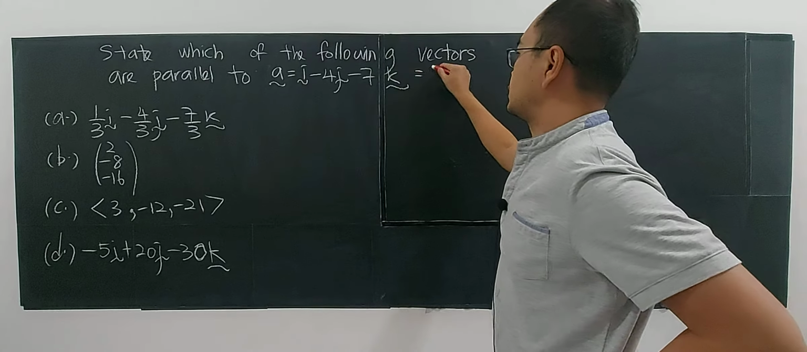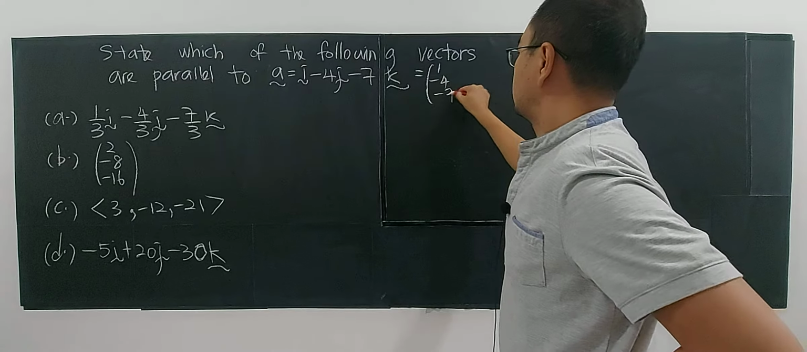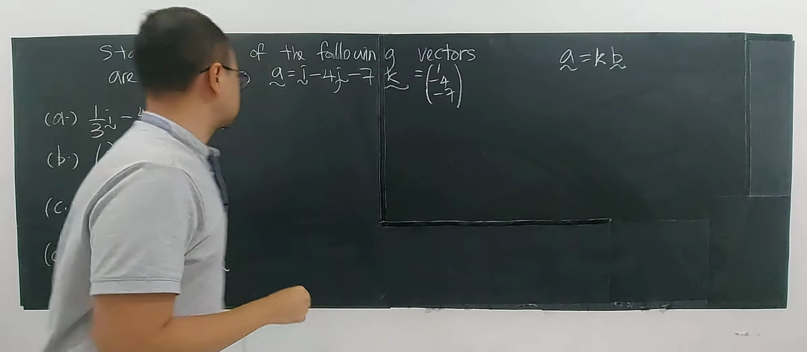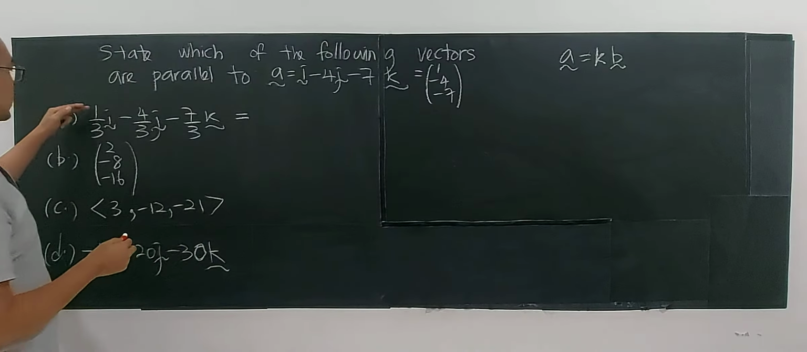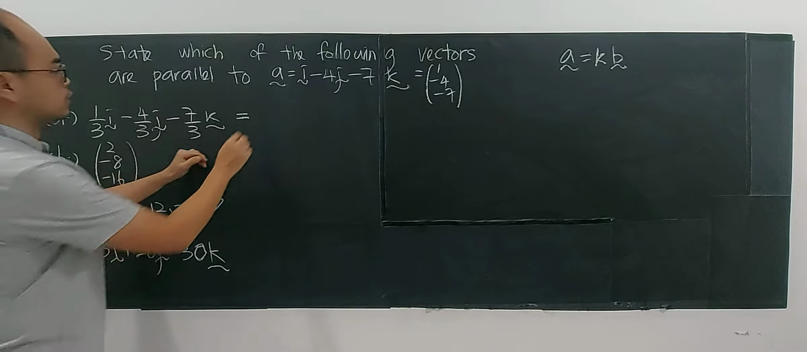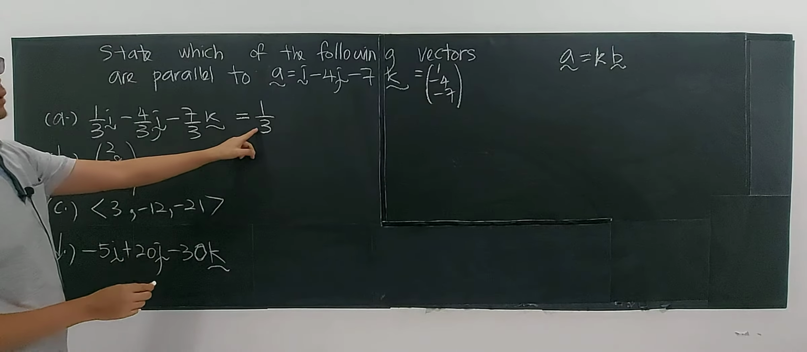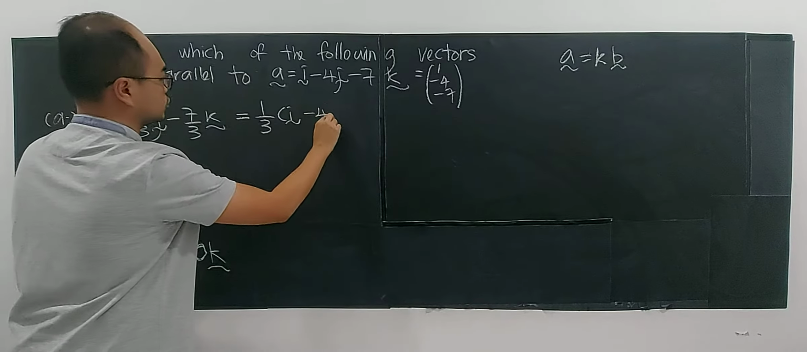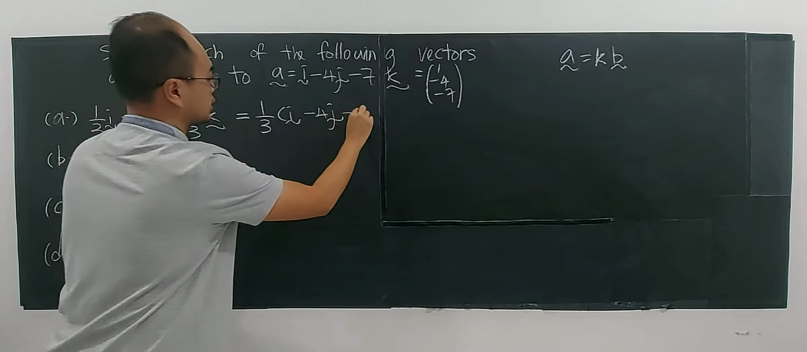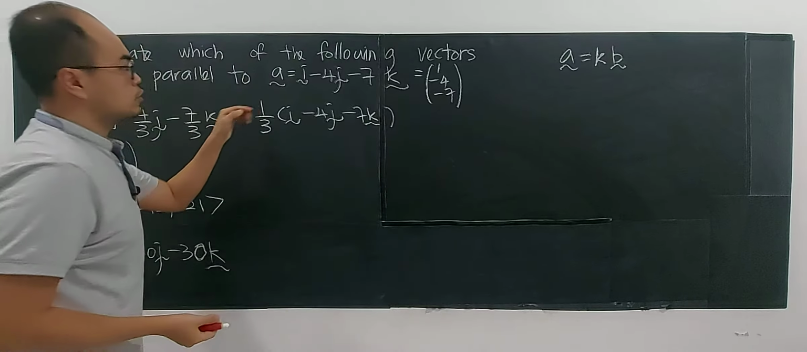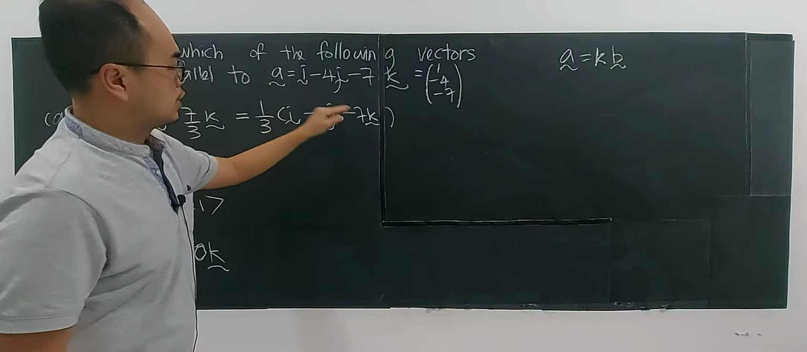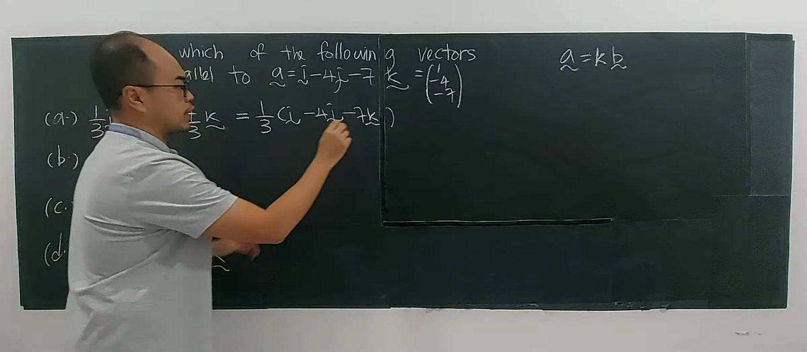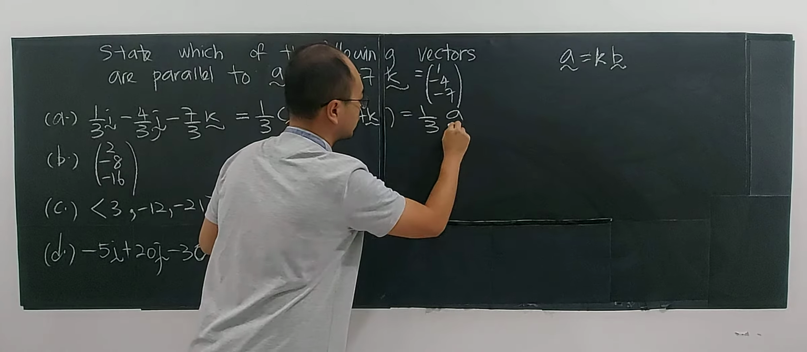So usually I will rewrite this in the column vector form. Before that, I can see that there is a common factor here: 1/3, 1/3, and 1/3. So I can take out the 1/3, right? The remaining inside will be i minus 4j minus 7k. So now we have this i minus 4j minus 7k, which is A, right? I can rewrite this as 1/3 of A.